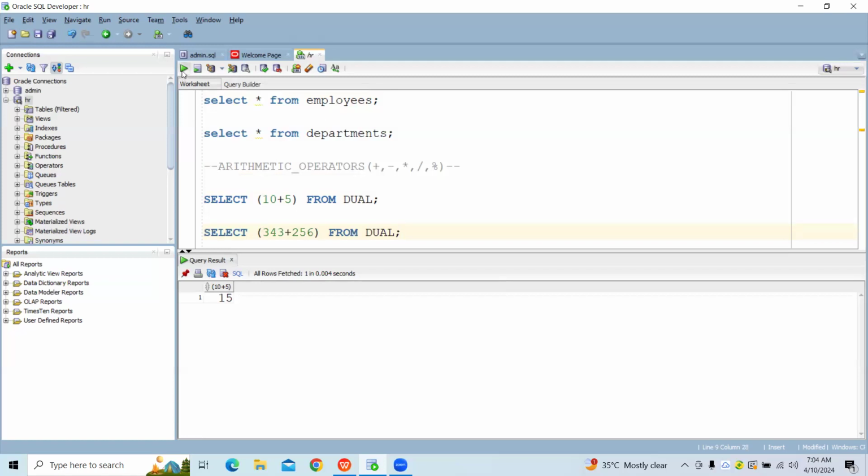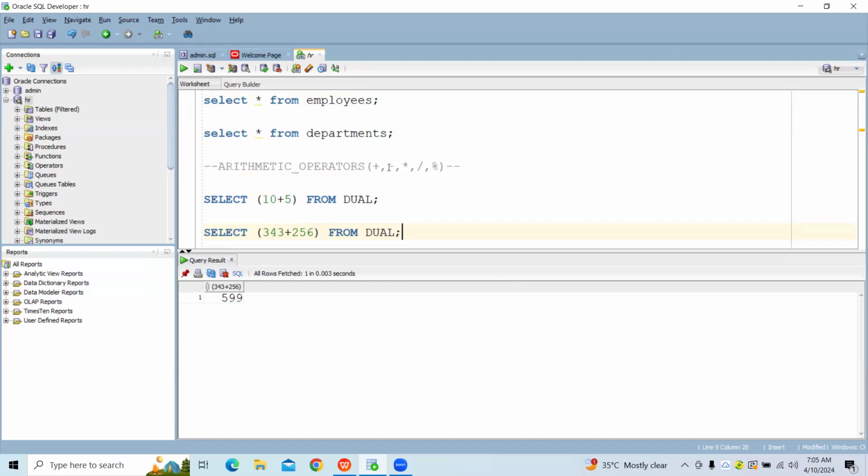After that, I have terminated the query with a semicolon. Now let me run the query. What happens if I run this particular query? The addition of 343 plus 256 would give us 599. Running this query, I have got the same thing in the output. So this is all about the arithmetic addition operator.